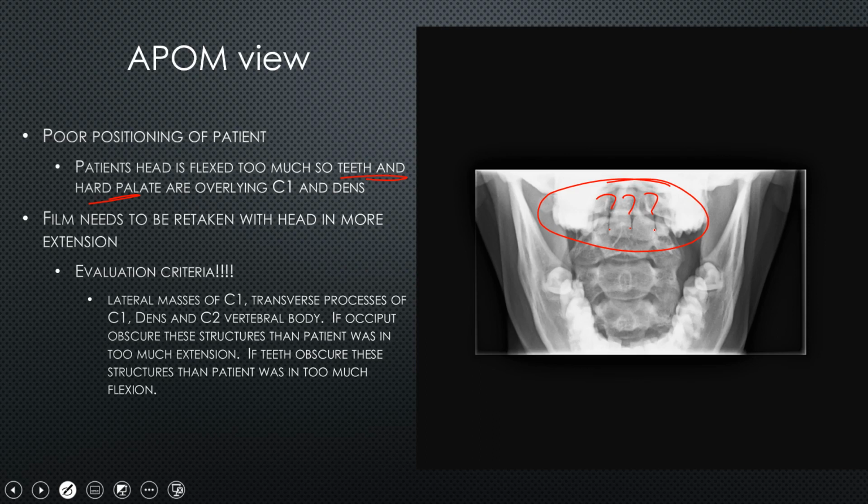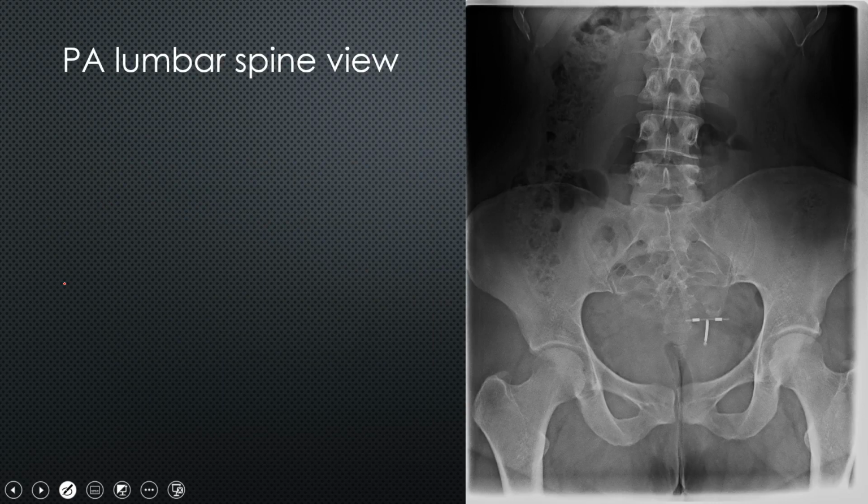So evaluation criteria, what should we be seeing in a proper A to P open mouth view? We should see the lateral masses. We should see the transverse processes of C1. We should see the dens. We should see C2, the body of C2 more specifically. If the occiput obscures some of these structures, then the patient may be in too much extension. And obviously we see there's teeth in the way, so the patient has too much flexion.